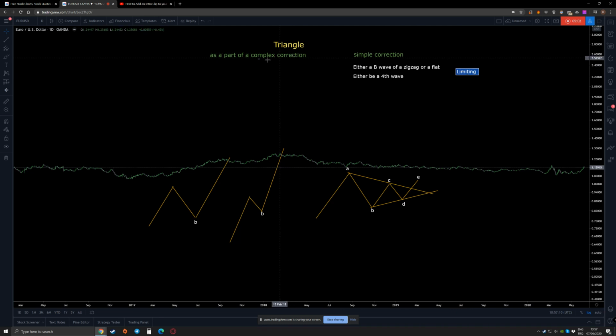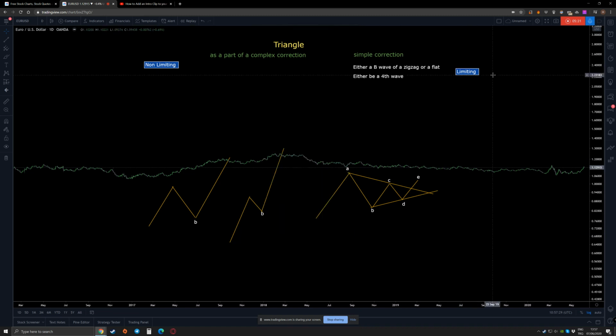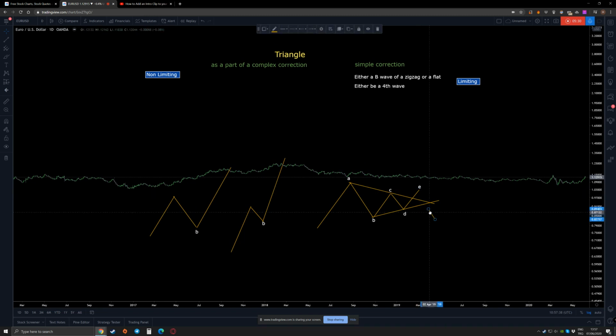If a triangle happens as a part of a complex correction, it is called a non-limiting triangle. And in a non-limiting triangle, the price can go anywhere it wants. Actually, you can think of it as the thrust move, versus the limiting one. Okay, so what I mean is, if after this is done, for example, in a limiting triangle, let's say that this is a limiting triangle, okay, and there's this thrust move.